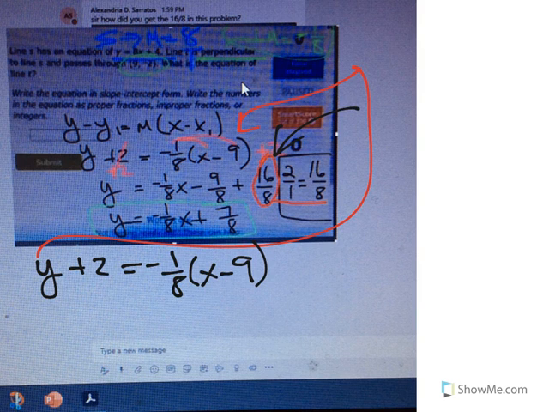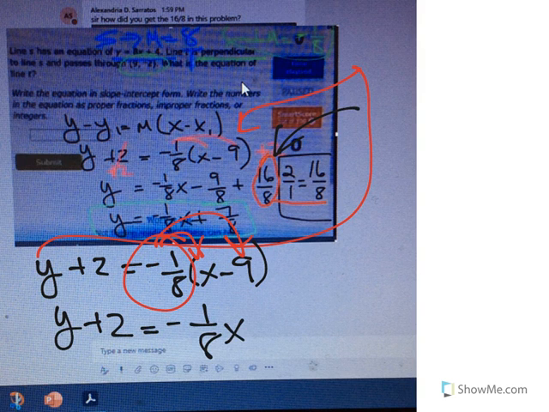Okay, so I'm going to go a little bit slower. Instead of putting two steps at the same time, I'm going to take this negative 1/8 and distribute. When that happens, I get y plus 2 equals negative 1/8 x, actually negative times negative is a plus 9 over 8. Okay, I just multiply those fractions.